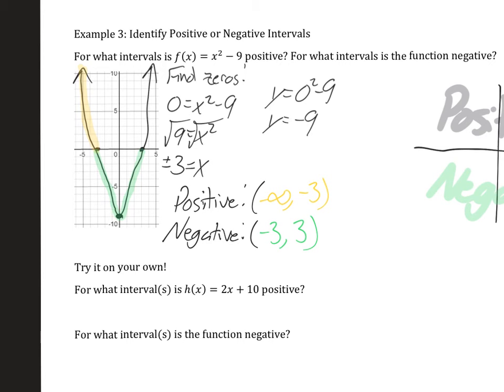Now, the reason why I'm using parentheses instead of brackets: at negative 3, is it positive or is it negative? Well, it's not either. It's 0. It's at nothing, really. So we don't count that. So that's why we're not putting a bracket.